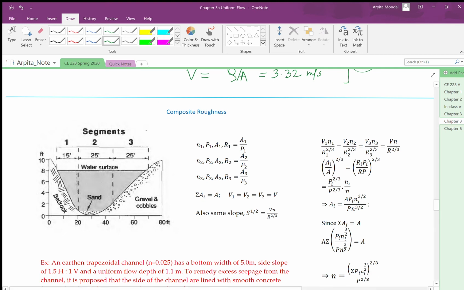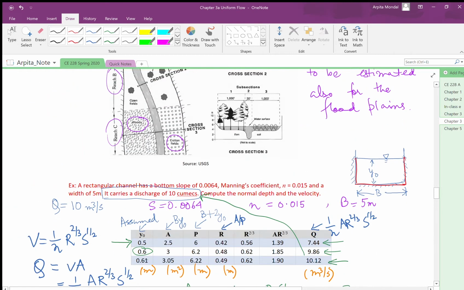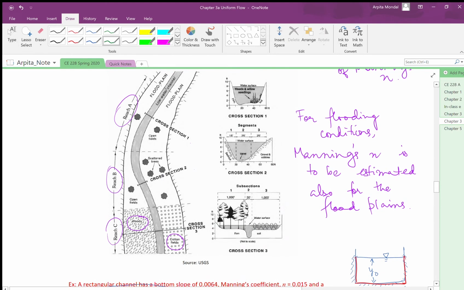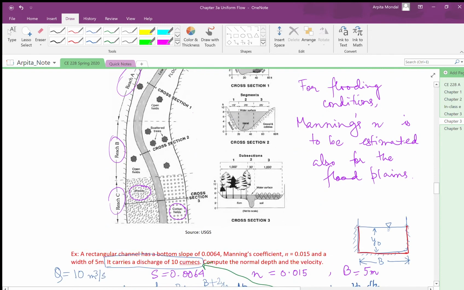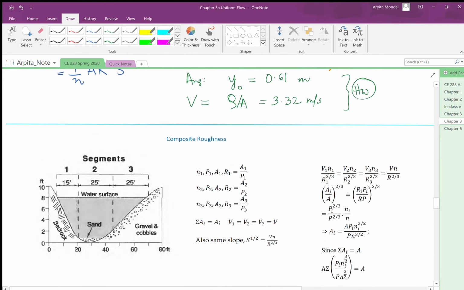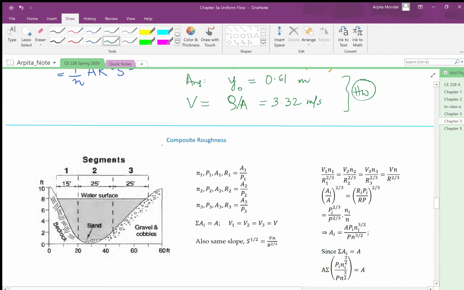In the previous video, we had discussed the factors which govern Manning's roughness coefficient. In this video, we are going to look at a particular example where in a given cross-section, we may have different bed materials lining different parts of the channel bed, and how we can compute what is called a composite roughness coefficient or an equivalent roughness coefficient.